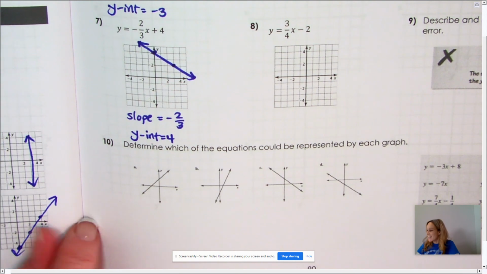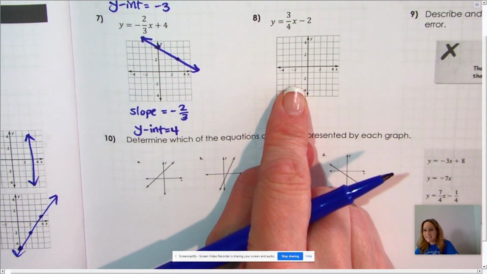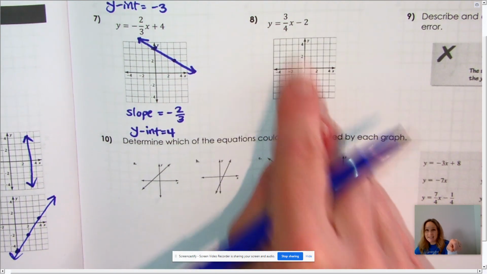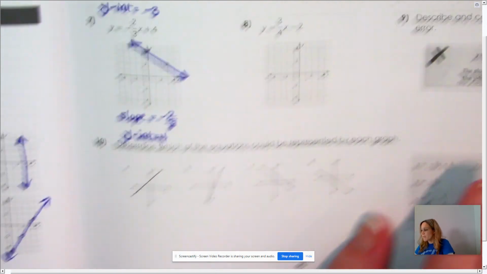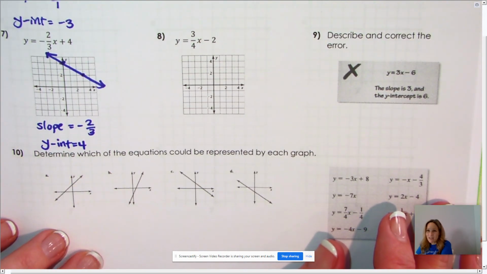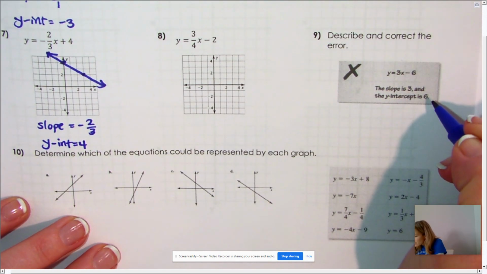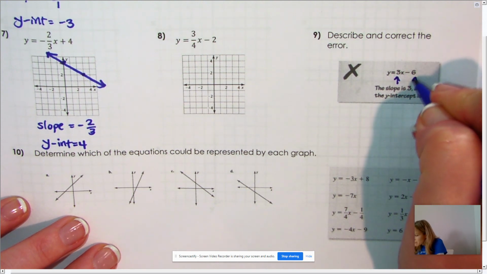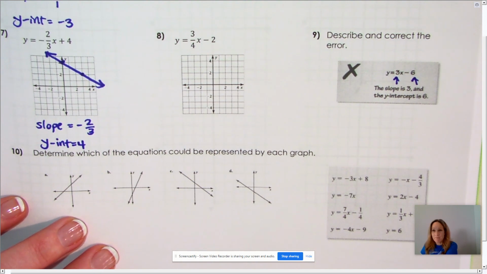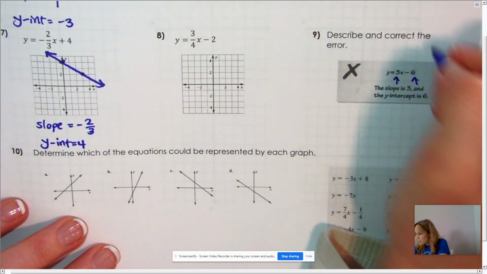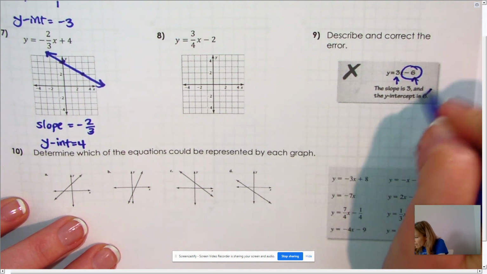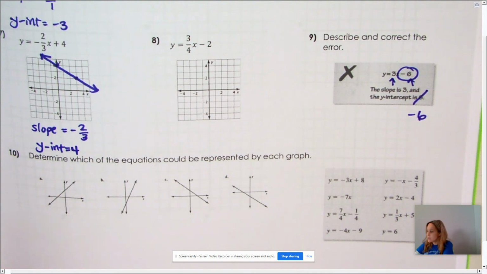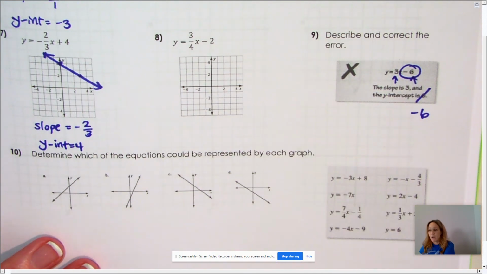Question number 8. This one you guys are going to try. Remember, this is where you begin at -2 on the y-axis, and then this is how you move: up 3 over 4. Question number 9 says, describe and correct the error. So they're saying the slope is 3. Okay, that sounds good. And they said the y-intercept is 6. What are they missing? I hope you said, well, maybe not out loud, but I hope you said -6. The y-intercept is -6. So make sure you guys correct that. Okay, they didn't use the proper sign for the y-intercept.